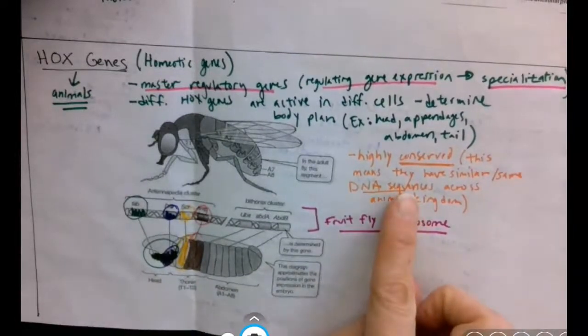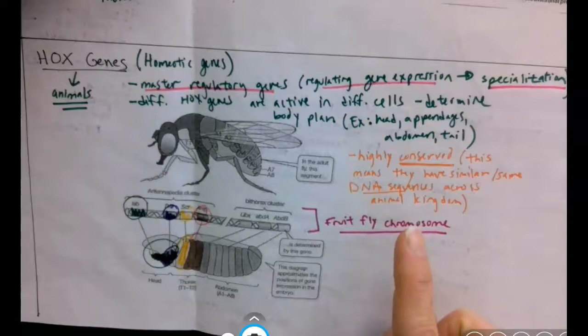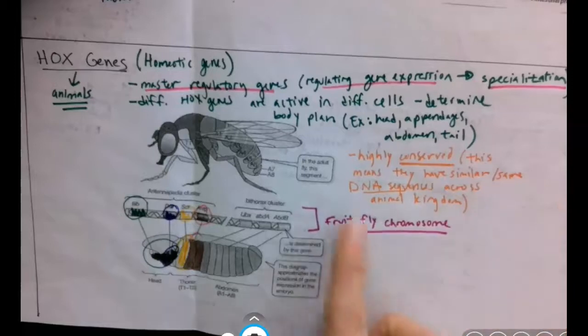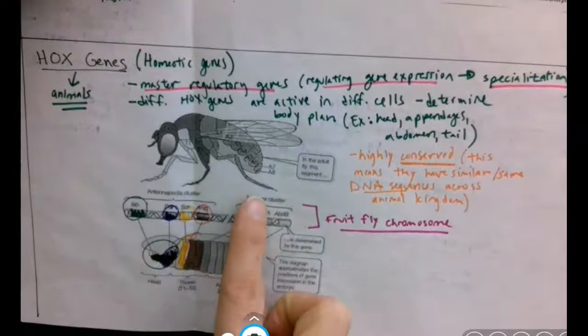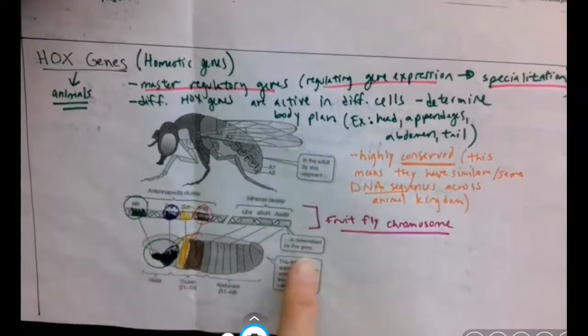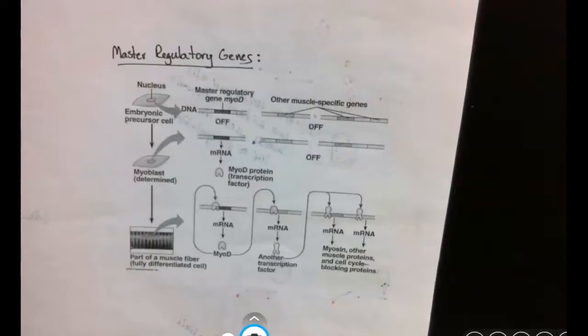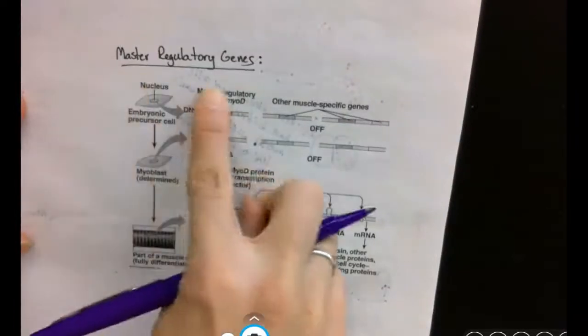Hox genes are highly conserved. This means they are similar or the same across the animal kingdom, right? Like the Hox gene for vertebrae is going to be similar in a snake and a rabbit and a human and a gorilla. They're all going to have similar Hox genes, okay? This example is a fruit fly chromosome. These are the Hox genes on a fruit fly chromosome, and this is the area they correspond to and are active in a fruit fly embryo.